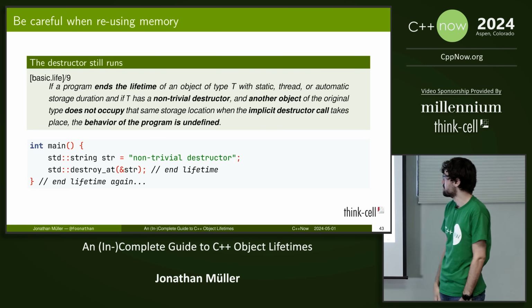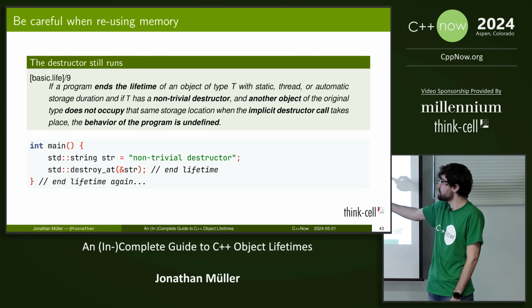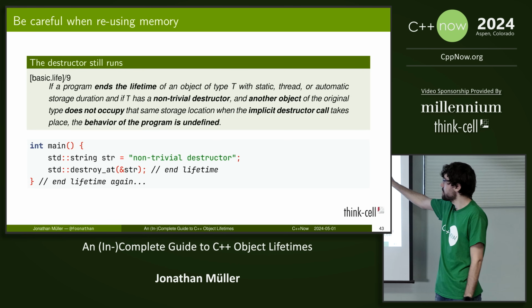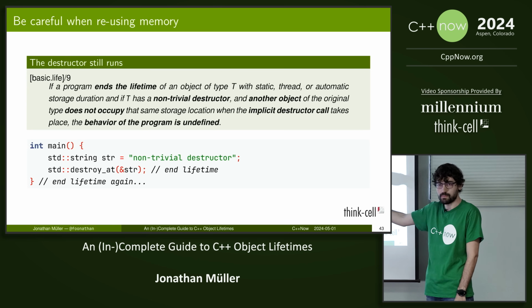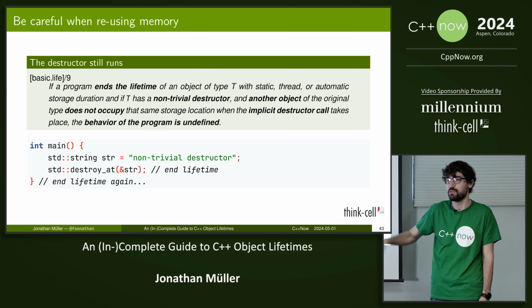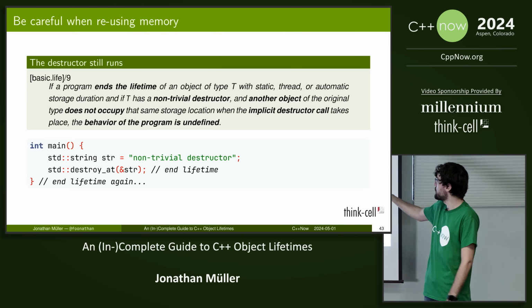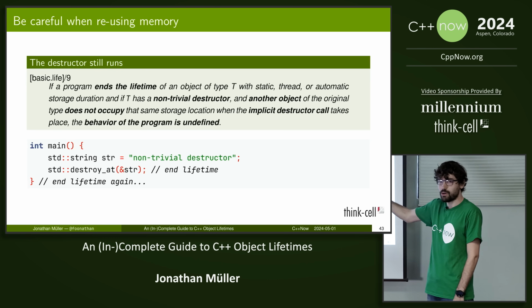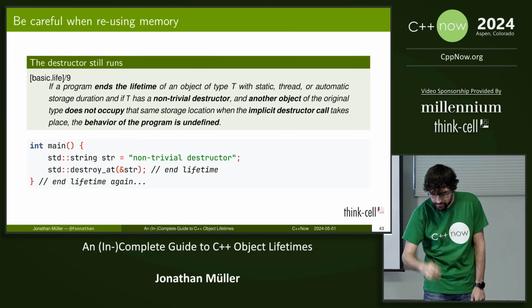The destructor still runs. So we've got a string, we destroy it, and then the compiler calls the destructor to destroy it again. Right? So when you've got a non-trivial destructor, the compiler will insert calls to that, so this will destroy the string twice, so we have to be careful and put something back in before that happens. Crucially, if the type doesn't have a destructor, like an int, the compiler actually doesn't call the destructor. More about that later.